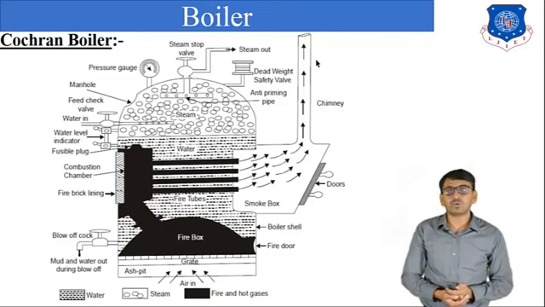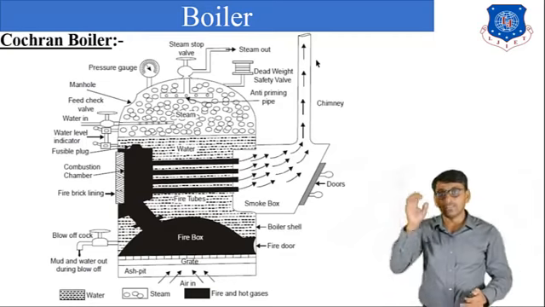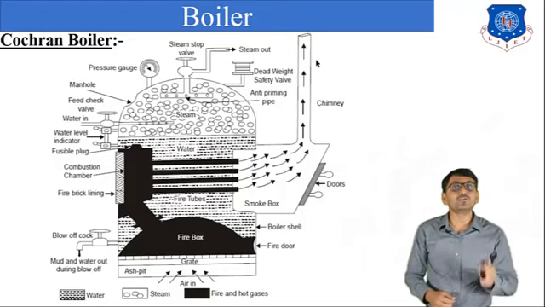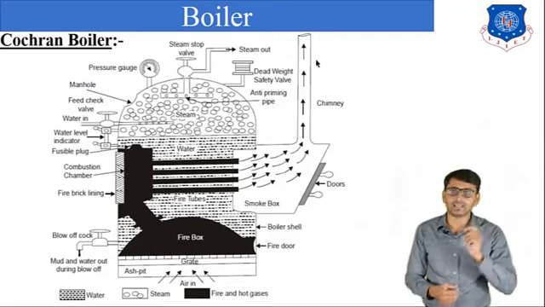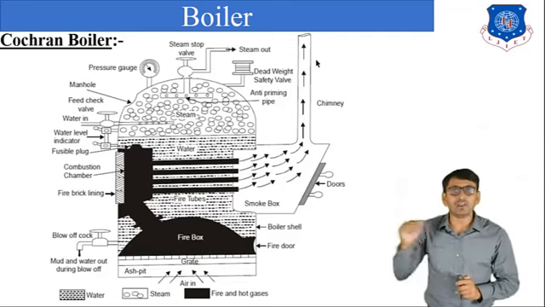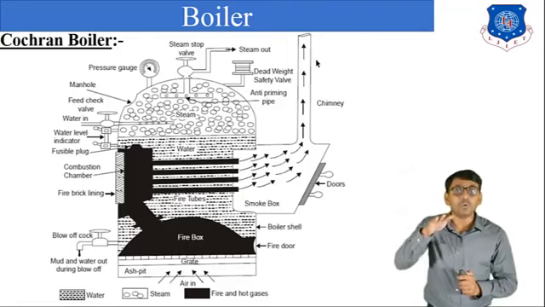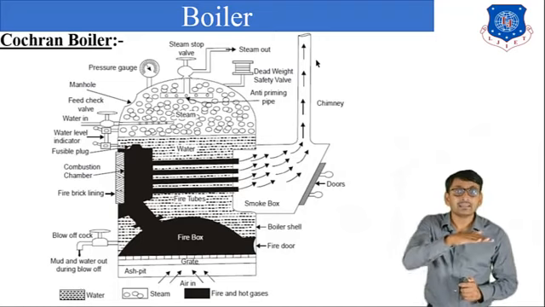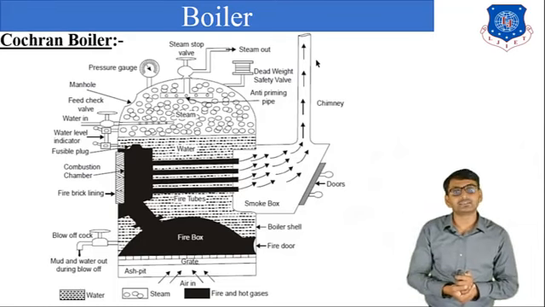Now we discuss Cochran boiler. So this is the diagram of Cochran boiler, the boiler that is used in real applications. A boiler is used to convert water into steam, and this steam is supplied to a particular application. Now in this boiler there are a number of tubes present inside the boiler shell, and at the bottom of the boiler there is a grate. Grate means the surface on which combustion of fuel takes place.